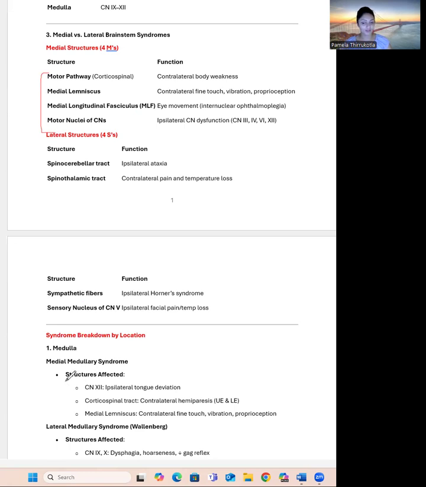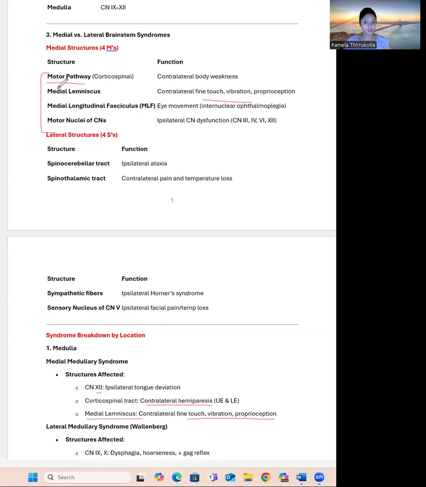Number one, since it's the medulla, you know the structures involved are going to be cranial nerves 9, 10, 11, 12. On the medial side, it's going to be cranial nerve number 12. Then on the medial side, you also have your motor pathway. That's your second M, which is going to show you contralateral weakness. And then your third M is the medial lemniscus, which again is going to cause fine touch, vibration, and proprioception loss, which are your deeper sensations.